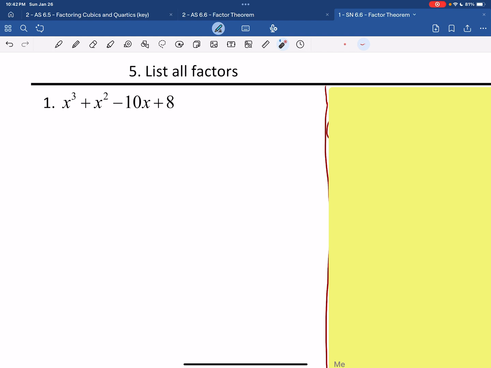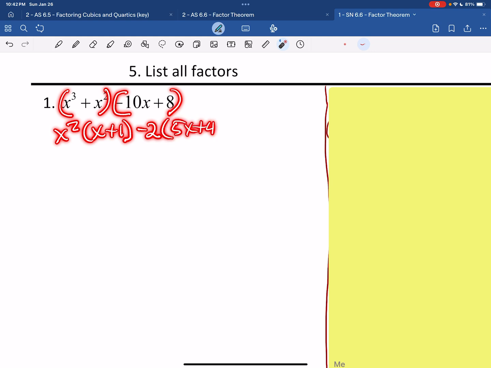Now, the first thing you might do is look at it and go, oh, there's 4 terms, I'm going to use grouping. However, if we were to use grouping, we would find out very fast that it didn't work, because I would take out an x squared and I'd get x plus 1, and then over here I would take out a negative 2, and then I would have 5x plus 4, and these are definitely not the same.